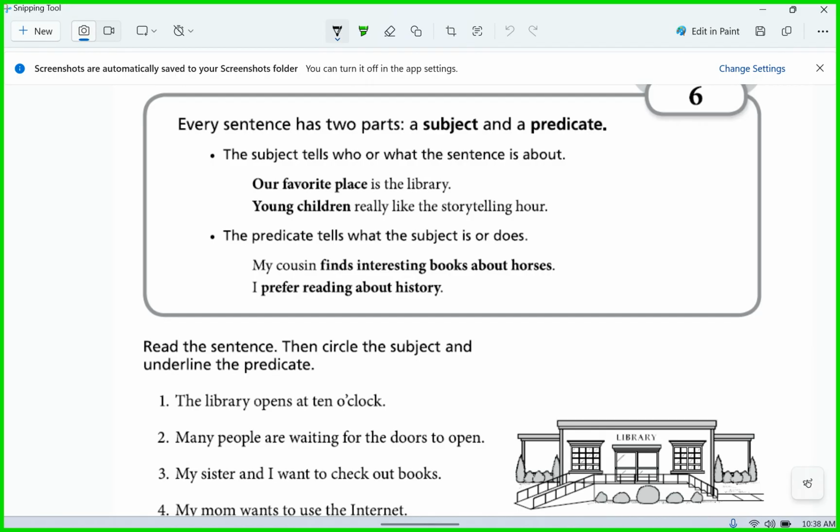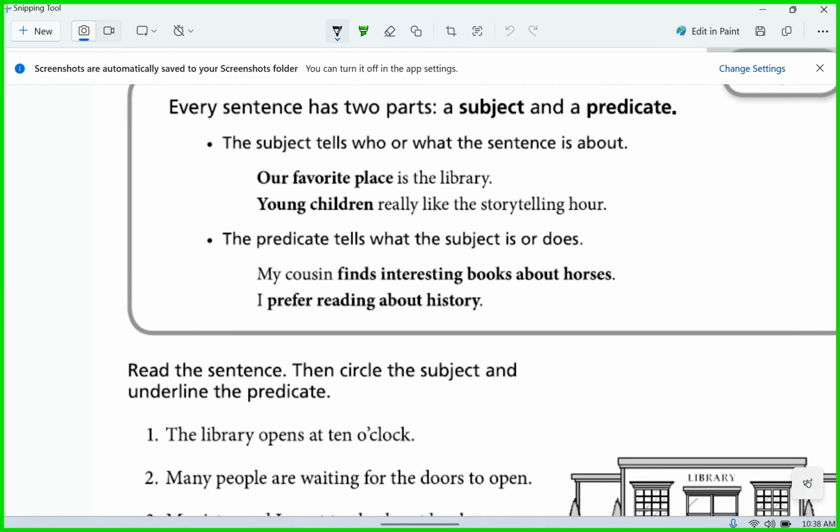Our favorite place is the library. Young children really like the storytelling hour. Now, our favorite place, that's the subject. Young children, that's the subject. What about our favorite place? Well, is the library. The verb is the word is.